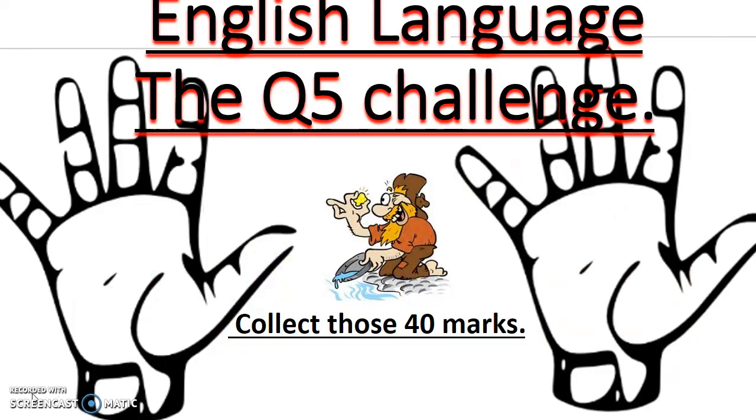Hi guys, back to English language revision, and today I'm going to focus on English language paper 2, question 5, the big one. It's worth 40 marks, practically 50% of your paper. So you need to make sure that you actually dedicate a lot of time and a lot of practice on this question. I like to refer to it to my students as the Q5 challenge because there are 5 main things that the mark scheme requires you to know.